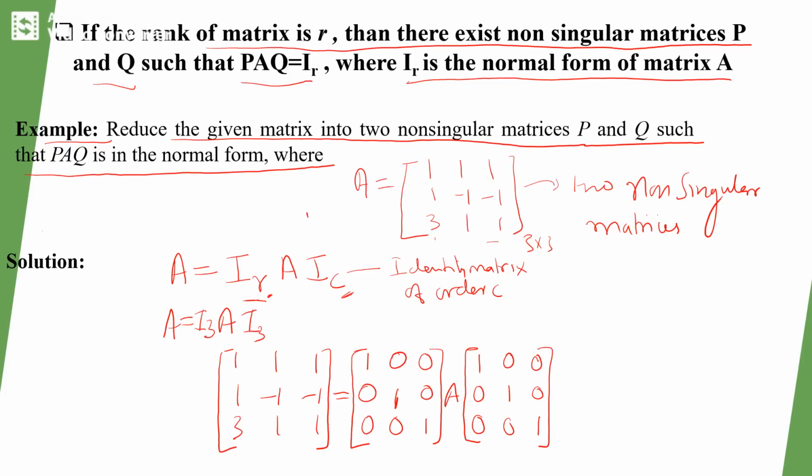Now what we do, we convert that matrix into the normal form, or say identity form, so we apply row and column operations on that matrix. If we apply the row operation, it is applied on the left hand side. If we apply the column operation, we apply it on the right hand side, not on the left. That is IR and IC. You have to remember what IR and IC are.